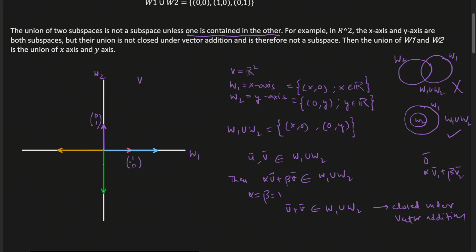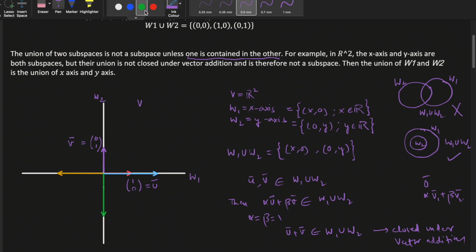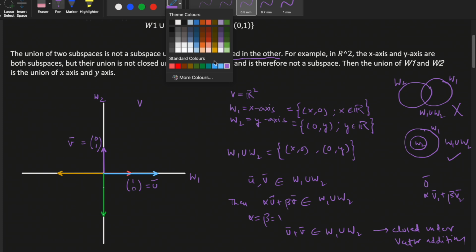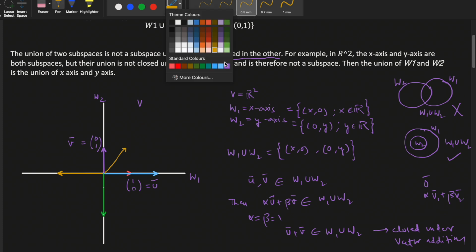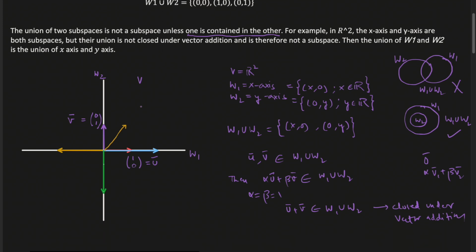No. Why? For example, we take these two vectors. Let us suppose this is vector u, and let us suppose this is vector v. All right. So what is the sum of u and v? The sum of u and v is this, which is nothing but u plus v, right? This is the sum of these two vectors u and v, which is 1 comma 1.